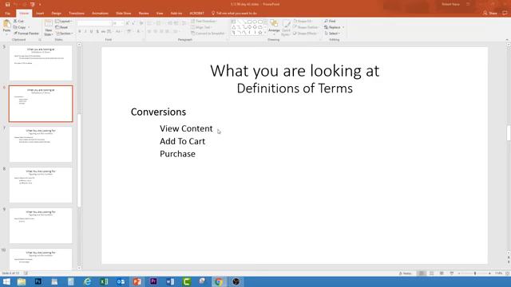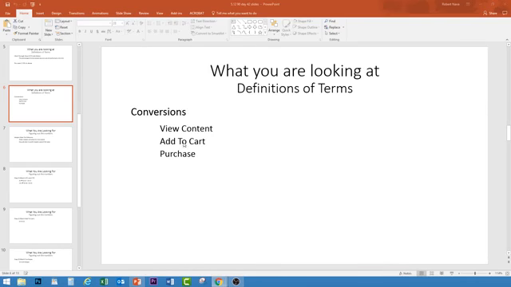Okay. So now here's the thing to understand about these conversions. Everybody that purchased did so by adding to cart, and everybody that added to cart did that by viewing the content. So there's a flow here, right? There's a flow where people are going to be visiting a web page with your product. When they visit that web page of your product, they're going to be interested in it, and they're going to add it to their cart.